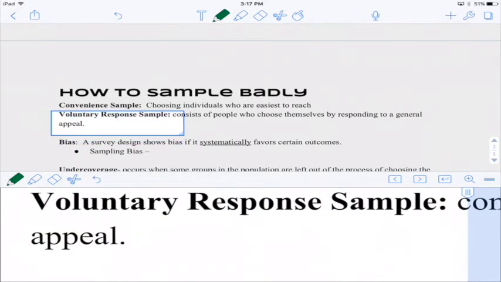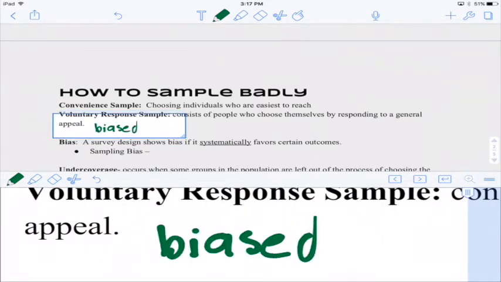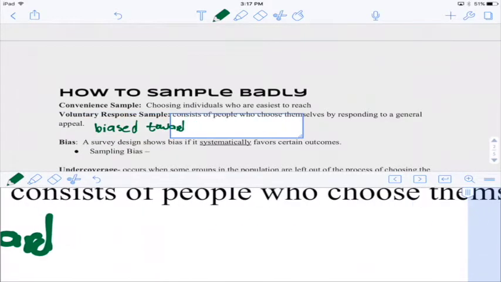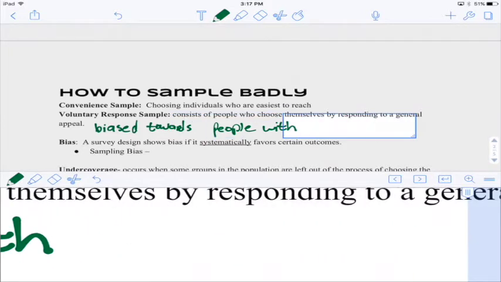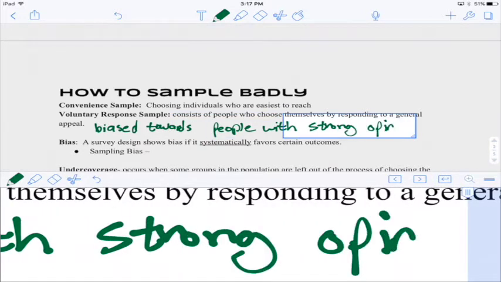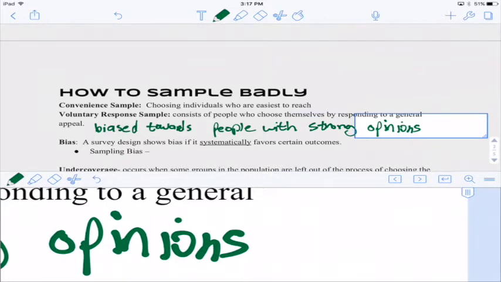This voluntary response is biased towards people with strong opinions. For example, if we said, call in about how you feel about the speed bump in the middle of town, well, the people who don't care about the speed bump aren't going to call in, but the people who hate the speed bump are going to call in. So whoever has a strong opinion is going to choose themselves to respond to this survey.